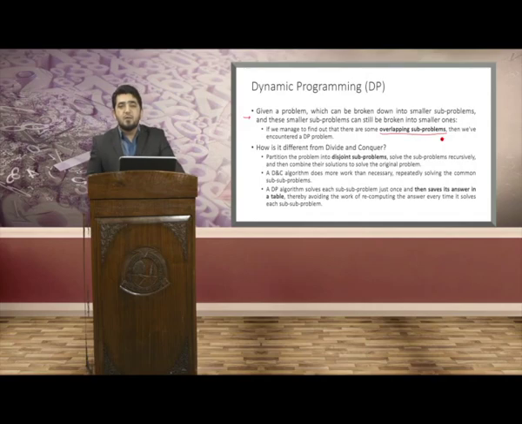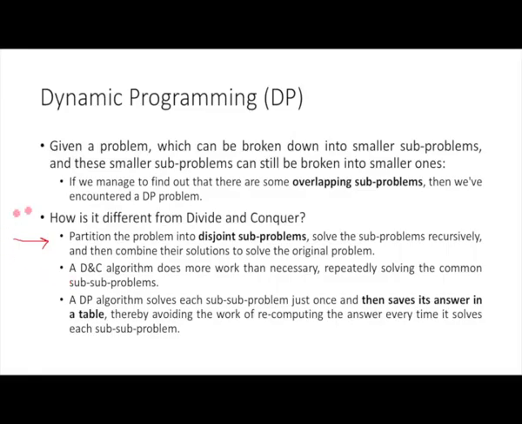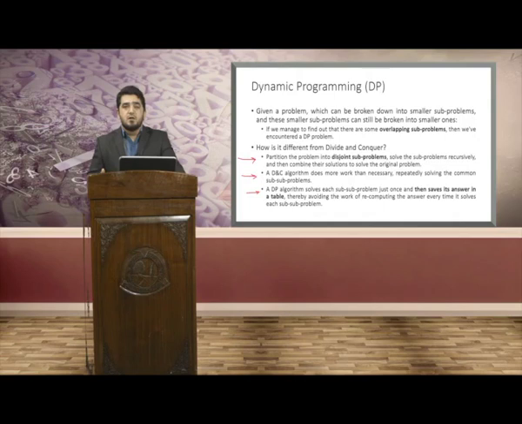A dynamic programming algorithm, on the other hand, solves each subproblem only once. It saves the solution of this subproblem in a hash table or some kind of an array and then reuses this solution to build the solution for the larger subproblems. And finally, reusing all these values to solve the actual problem that we have in hand.